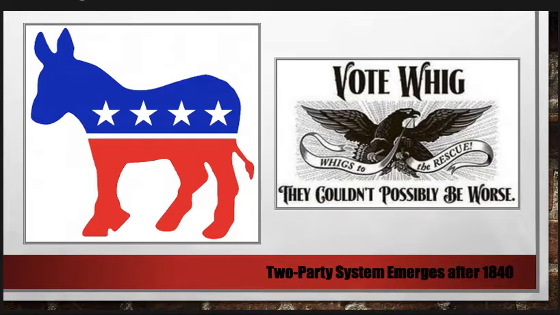All right, so, as we mentioned, the two-party system emerges out of the 1840 election. And it's durable, it's rugged, it still exists today. Okay? There were two national parties in 1840. The Whigs, and then what's this one? The Democrats. Okay, that's the party of Jackson.